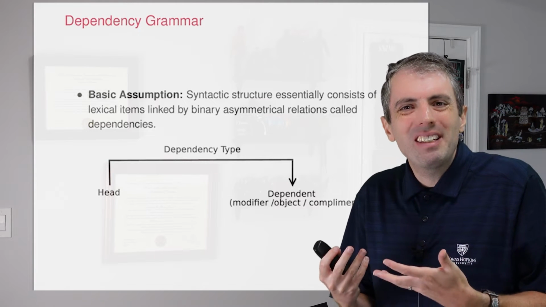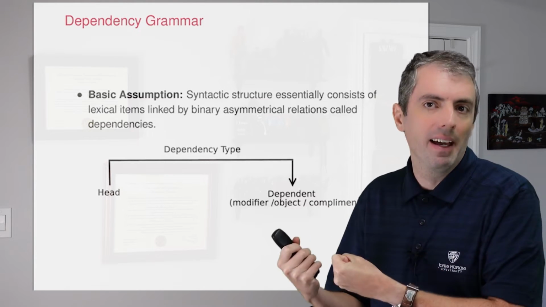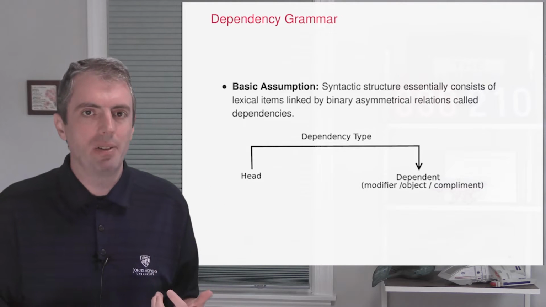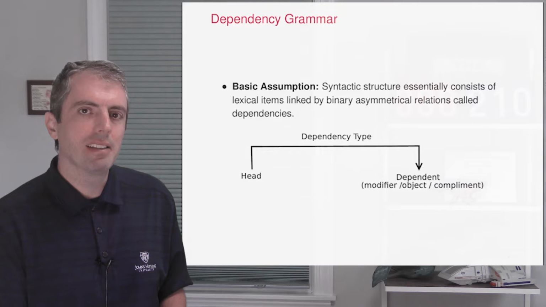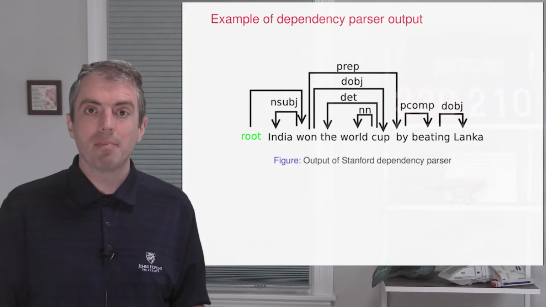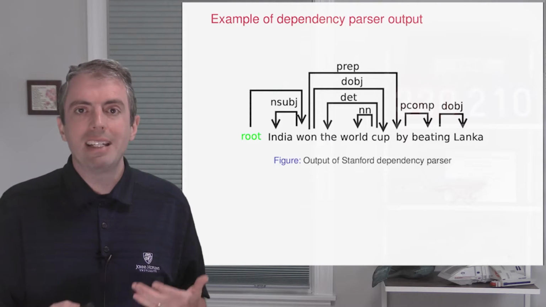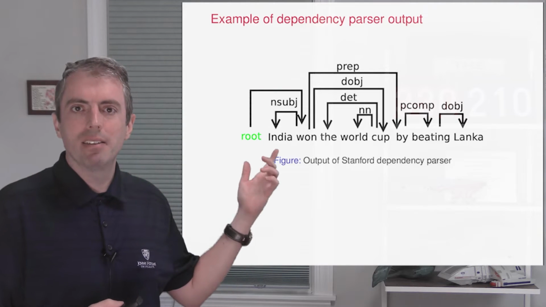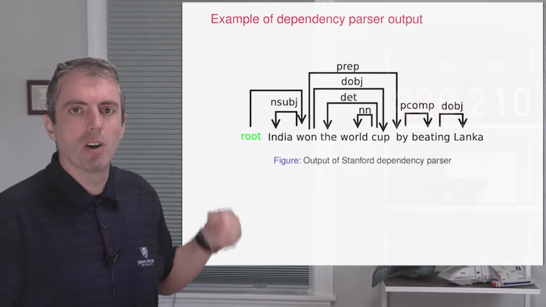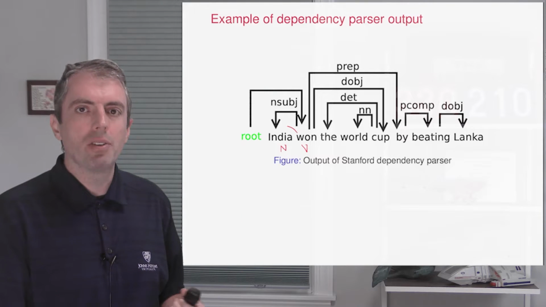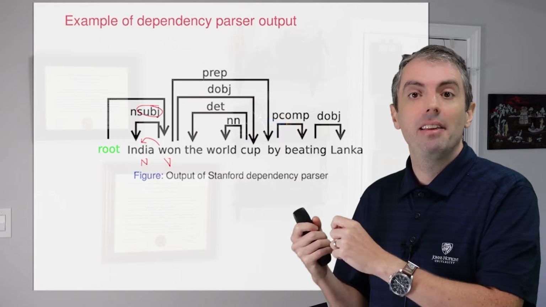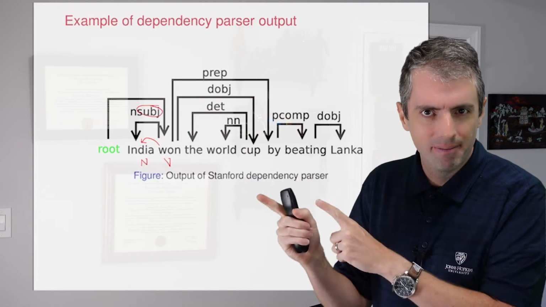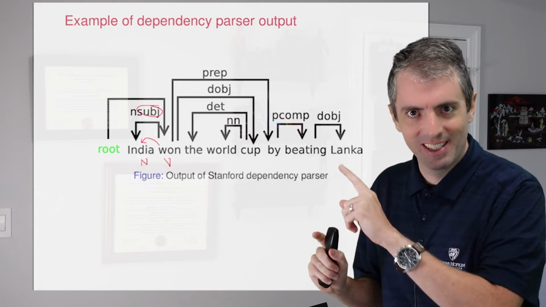A dependent usually tells you something about the head: how an action was done, where an object is, or what kind of object you have. Here's an example of a sentence labeled with dependency arcs. The labels correspond to the exact relationship between the head and the dependent. For example, India is the subject of the verb won. That verb is also connected to the object. And you see that it's not just any cup, it's the World Cup. But this is cricket, not football, just in case you were confused.